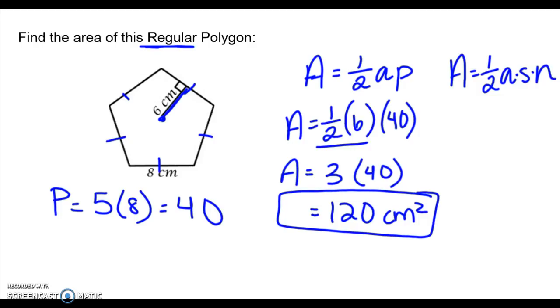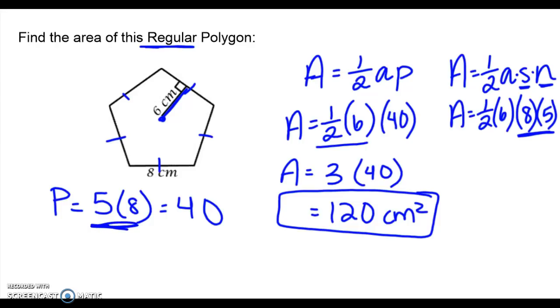Okay, so I'm going to show you this other one because it's pretty much the same thing. 1/2, my apothem was 6. My side length is 8, and the number of sides I have is 5. So notice this part right here, that 8 times 5, I did right here to find my perimeter. Okay, so I'm going to get 40 when I multiply that together. But if I plug it all in, I get 120 as well.